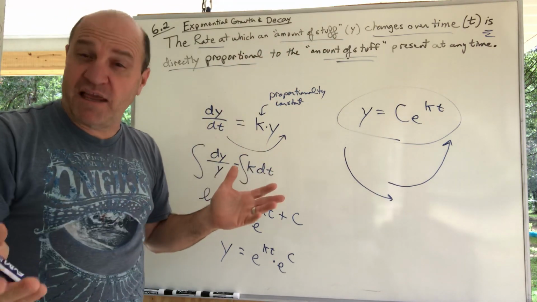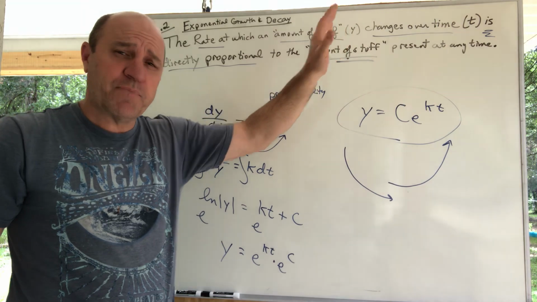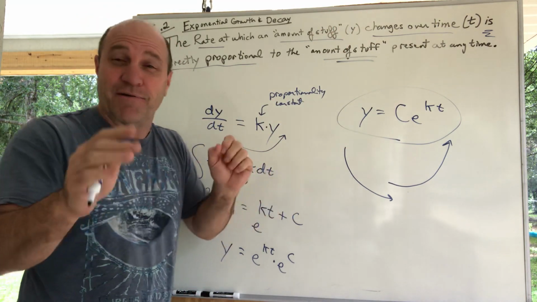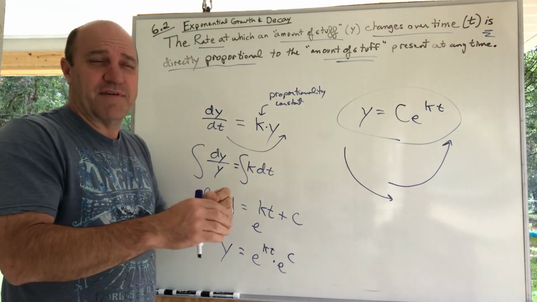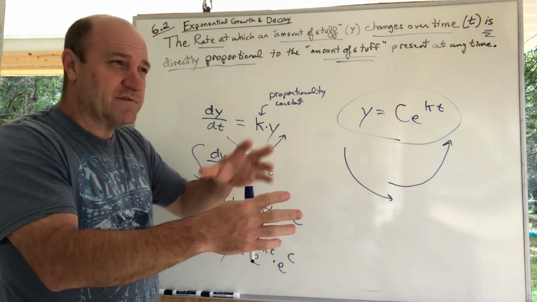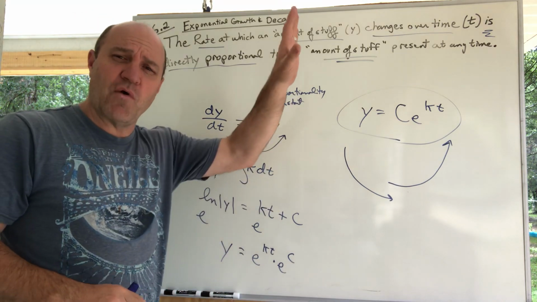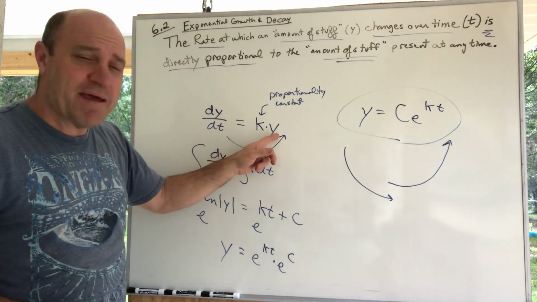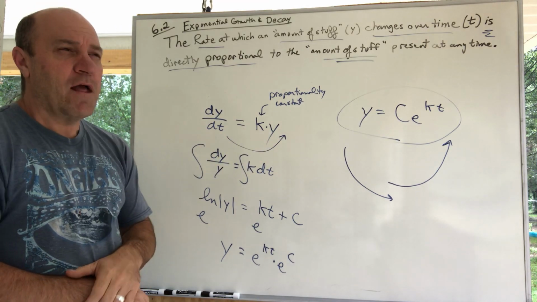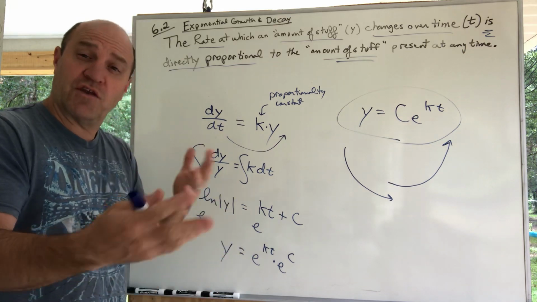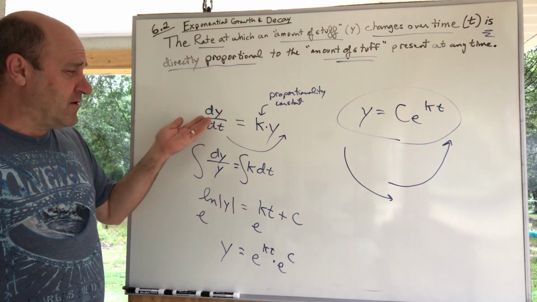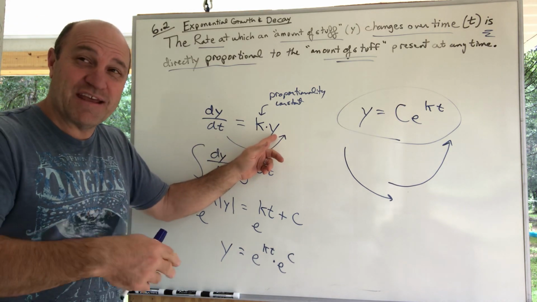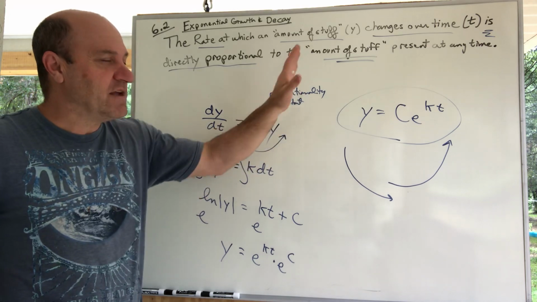First of all, populations can grow exponentially. Populations of countries, populations of bacteria, populations of animals in nature, can grow exponentially because the rate at which they grow is directly proportional to how many are there. Money earning interest in the bank can grow exponentially. The rate at which it grows is directly proportional to how much is there. Compounding interest can grow exponentially.